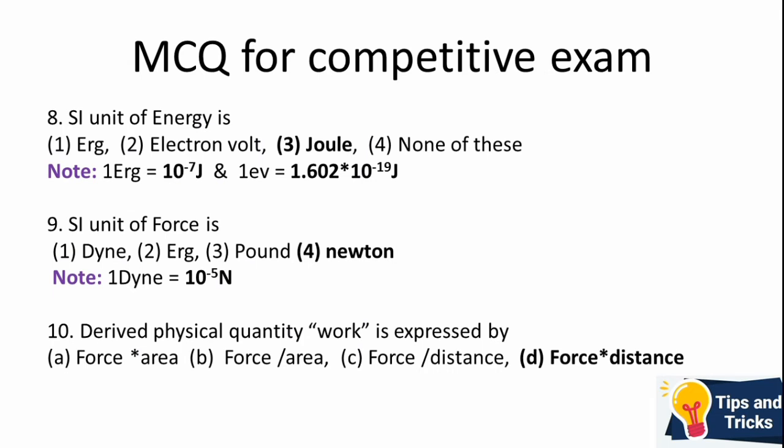And we need to remember some of the important conversions from CGS to SI. That is 1 erg is equal to 10 power minus 7 joules. And electron volt to joule conversion is 1 electron volt is equal to 1.602 into 10 power minus 19 joules.